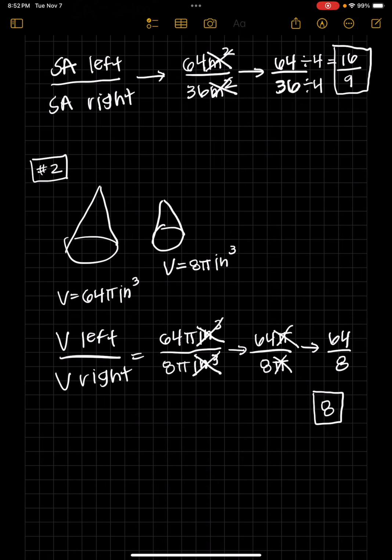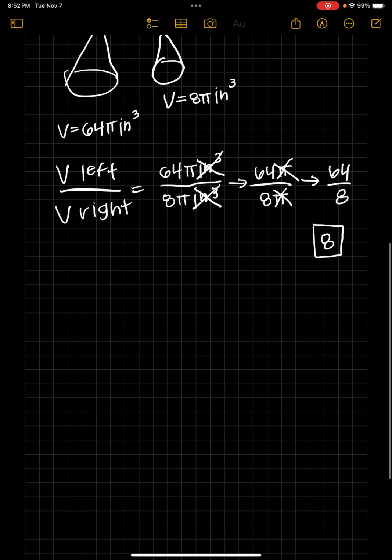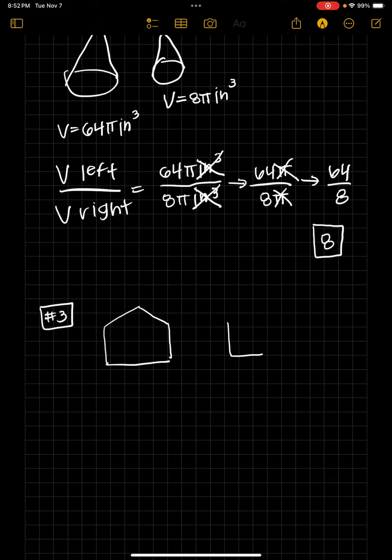Okay, so now let me draw this third example. In the third example, we have two pentagonal prisms, and it's going to be a little bit harder for me to draw pentagonal prisms. So I'm just going to draw the pentagons.